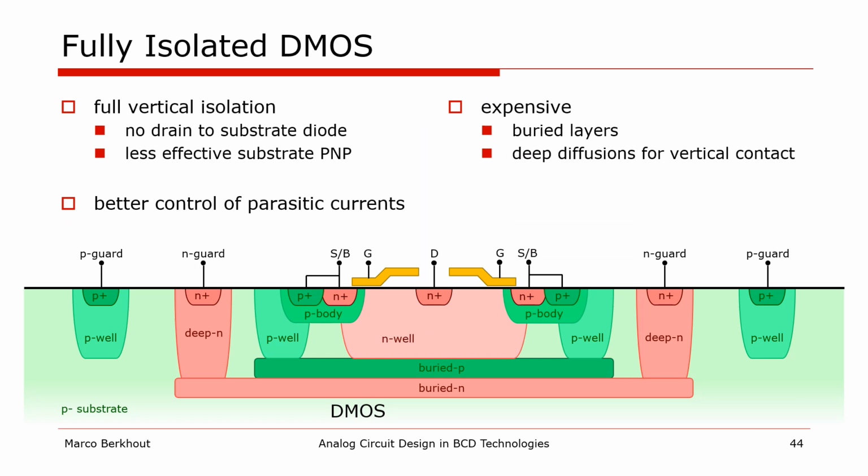There are technological solutions to prevent or at least reduce substrate injection, but as usual, there is a price tag. If you're allowed to spend a bit more on your project, there's the option of using buried layers, creating isolating barriers in the vertical direction. This eliminates the drain to substrate diode and has a less effective substrate PNP, and in general gives much better control of parasitic currents.